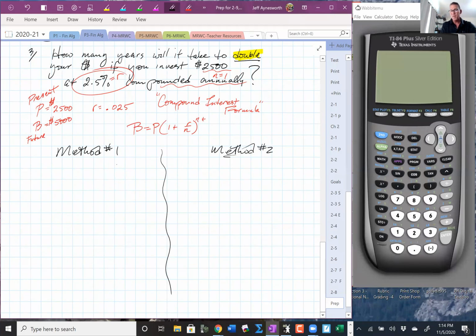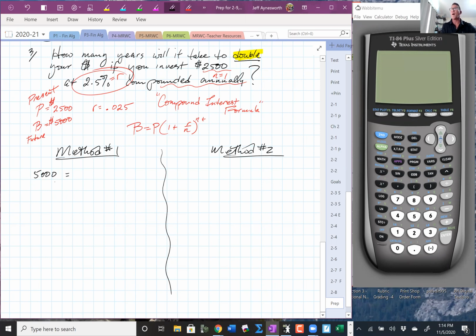And there's a reason for this. There's 2 ways to solve this, at least. All right, and we're going to go through both methods here just to show you how it's done 2 different ways, but also to highlight something important here. So we've got to get through it. So here we go. Method 1. So 5,000 here is the future value.